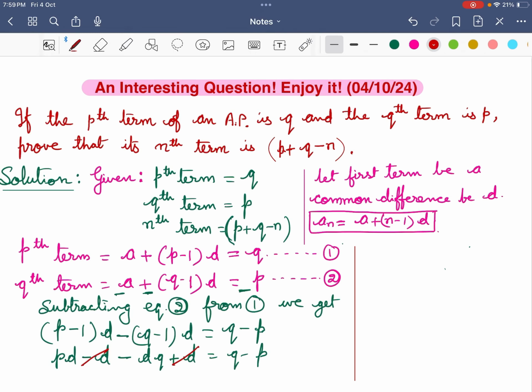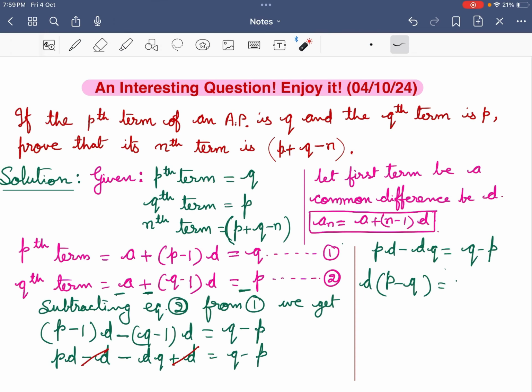Now we are left with pd minus dq is equal to q minus p, right? Here I can take d as common. If I take d as common, it will become d into p minus q is equal to q minus p.